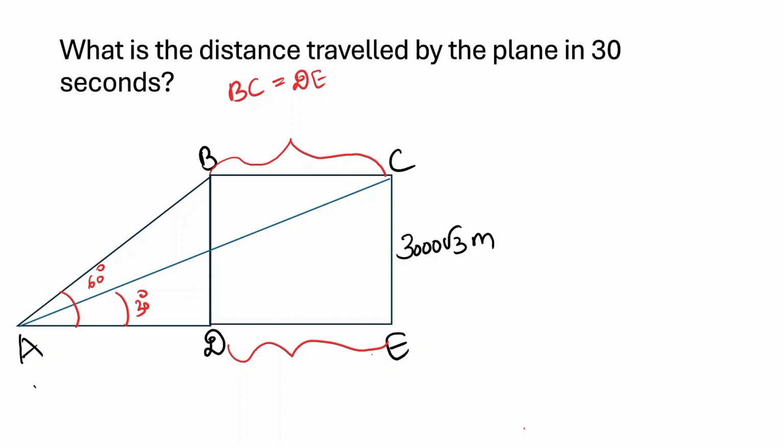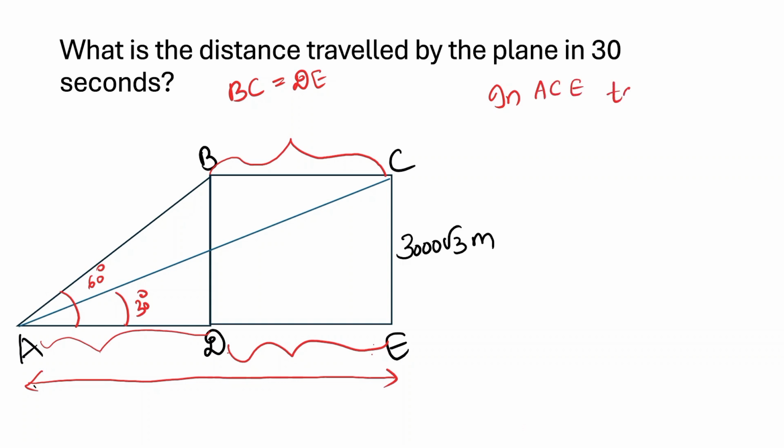How do we find DE? First, you can find the complete length AE using the triangle ACE. Then, using the triangle ABD, you can find this small distance AD, and just subtract AE minus AD, you will get DE. So in triangle ACE, tan 30 is opposite side CE divided by AE. Tan 30 is 1 over root 3 equals CE, which is given as 3000 root 3 meters, divided by AE.